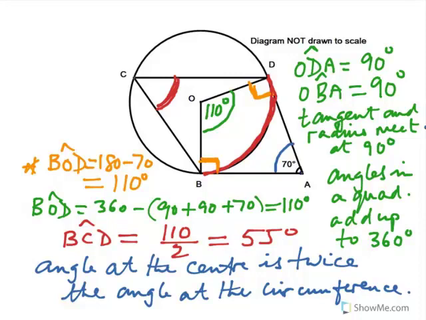And I said you could do it the long way, which is to say it's 360 minus the sum of the other three angles, which is 90 plus 90 plus 70, giving 110. And the angle at the center, that's BOD, which is 110, is twice the angle at the circumference, which is BCD, because they're both facing the same arc, they're subtended by the same arc. And so we say BCD, or DCB, is 110 divided by 2, which is 55.